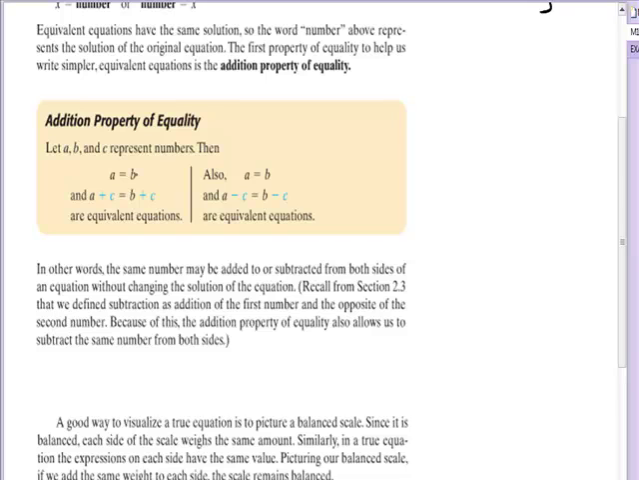Well, it just means if you have an equation, there's a left side and a right side. If you have a reason to, you can add the same quantity to both sides and it stays equal. Also, if you have A equals B, in other words, just some left side is equal to some right side, you could, if you wanted to, subtract the same number from both sides.